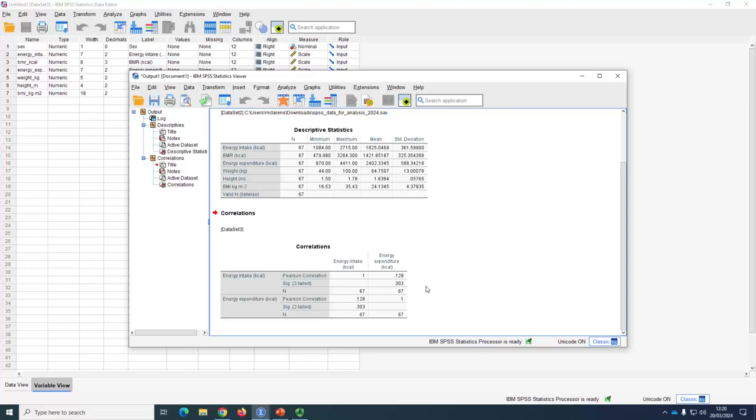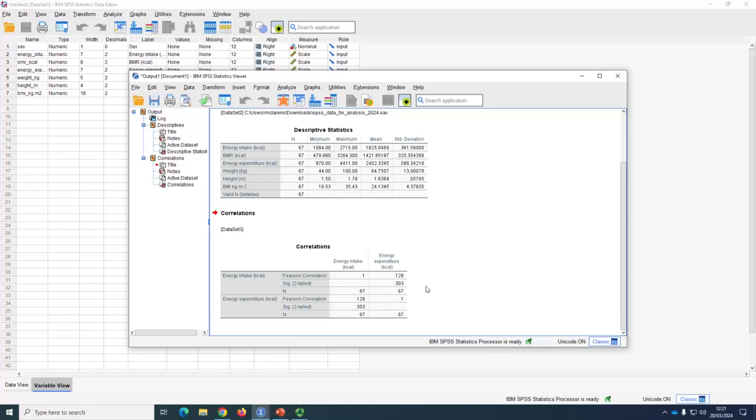It also duplicates the information. You noticed that from last week. So you've got energy intake correlated with energy intake as 1. Well, that makes sense, because as energy intake increases, you would expect energy intake to increase because it's the same variable. That's not useful.